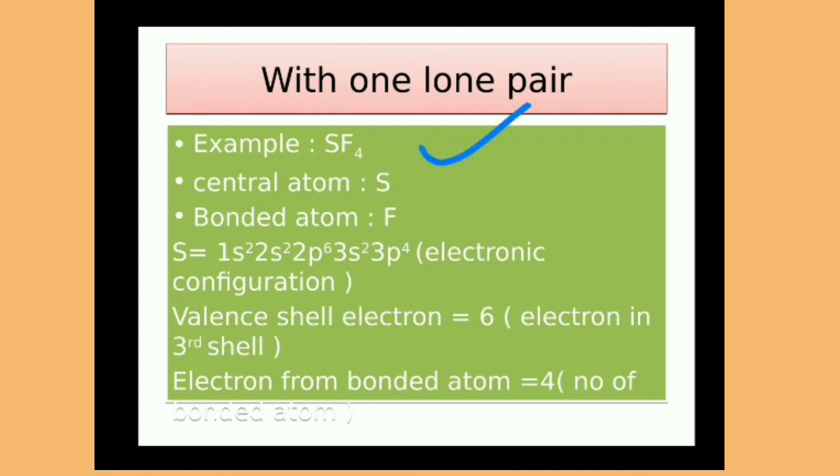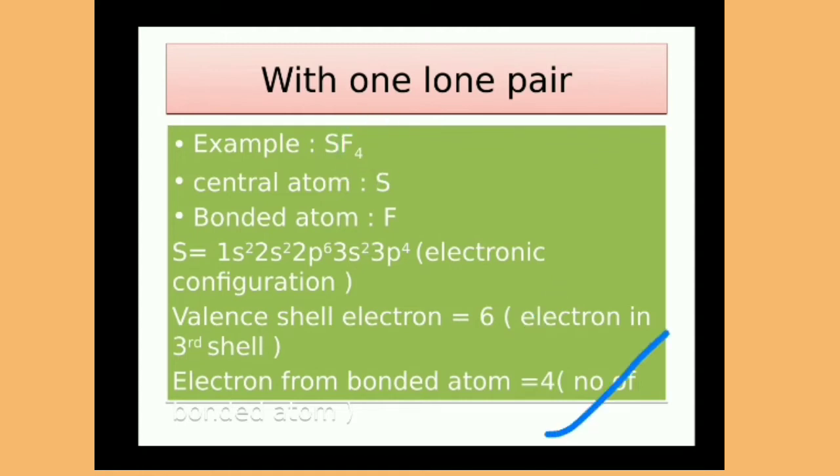Here the central atom is again the atom which is least in number, so sulfur is least in number, and the bonded atom will be fluorine. Now we will write the electronic configuration of sulfur, which is 1s2 2s2 2p6 3s2 3p4. So our valence shell is the third shell, so the number of valence shell electrons will be 4 plus 2, that is 6, and electrons from bonded atoms, which equals the number of bonded atoms, will be 4.